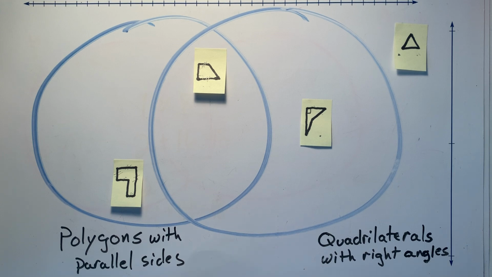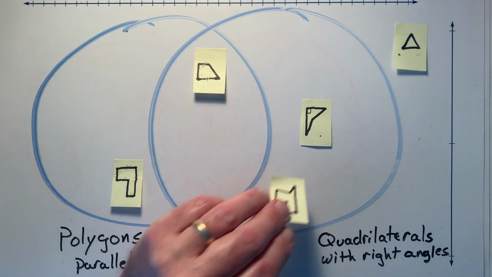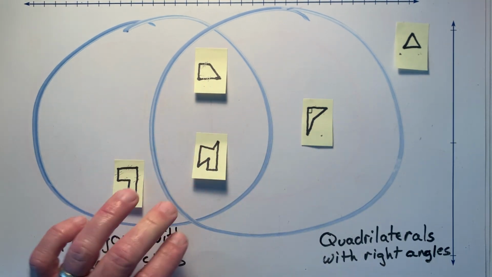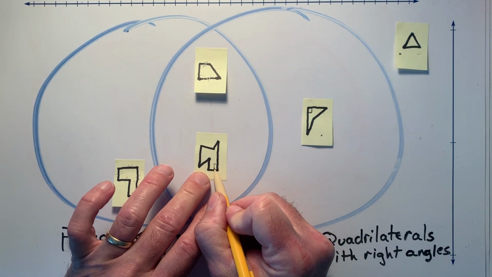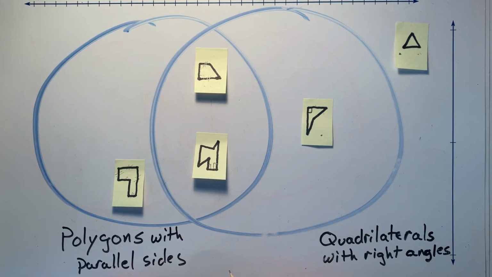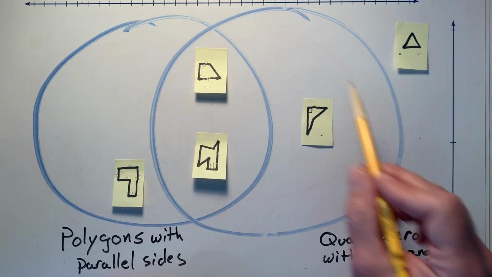If I take a look at a few more, here is a weird shape. I'll put it here for the time being. I do see a right angle here, and I see a right angle here. I do not see anything else. I know it is not a quadrilateral. It is not four-sided, so I can't keep it in this circle.